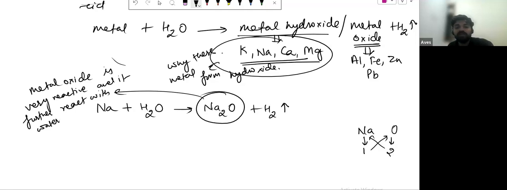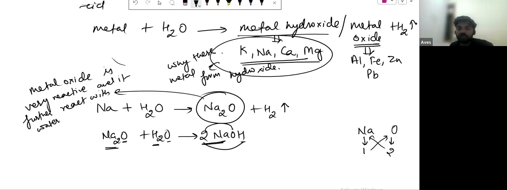So step 2, this Na2O will also react with the water that is present in the vessel and will form NaOH. You can balance it: 2 sodium, 2 sodium; 2 oxygen atoms, 2 oxygen atoms; 2 hydrogen atoms, 2 hydrogen atoms. So it is balanced. Keep in mind that this sodium oxide is water soluble, and it can further dissolve in water. Got it?